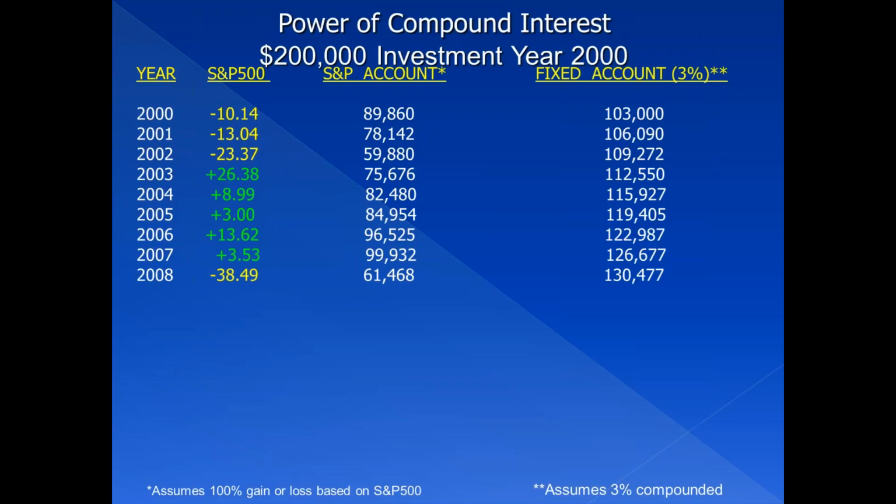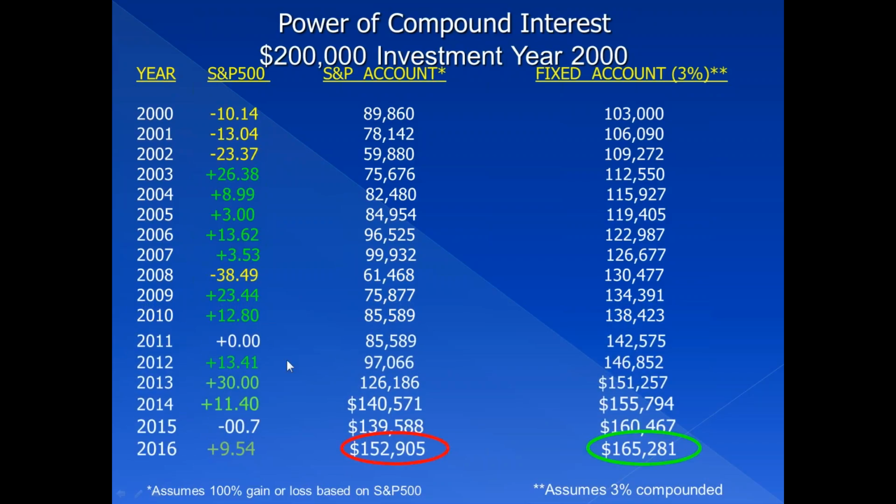Then almost without warning came the great crash of 2008. The S&P lost 38.5% of its value. This 99,000 dropped down to 61,000, and over here in the fixed account, you're at 130,000. Again, what has to happen when the market drops? To recoup your losses, you need some good market years, and we had 2 great ones in a row. In 09, it went up 23%. In 2010, it went up 12%. But those numbers were applied to the 61,000 that was left. By the end of 2010, this account that started out at 100,000 has climbed back to 85,000, over here 138,000. And then something I've never seen before, in 2011, the S&P was absolutely flat, no change.